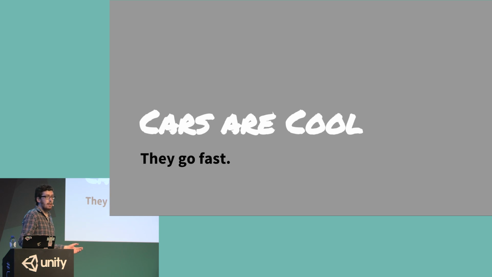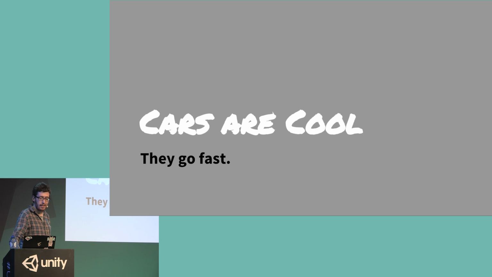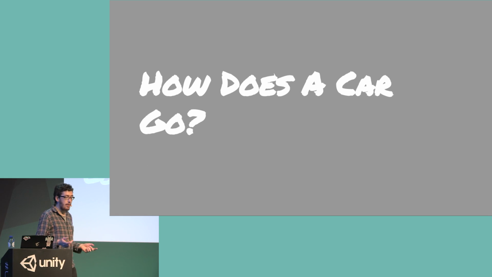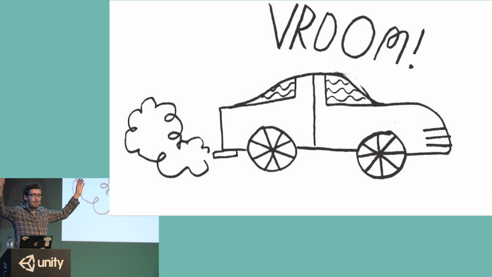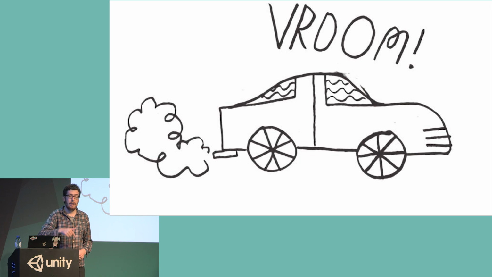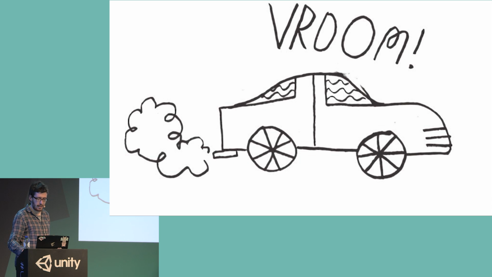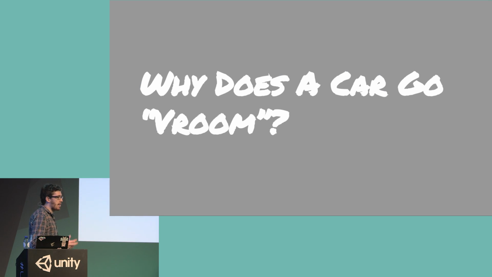So cars are cool. Hopefully you agree with me that cars are cool. You probably have some interest in cars or you wouldn't be here. I think cars are cool because they go fast, right? But apart from going fast, how does a car go? A car goes vroom. This is a really important part of cars, apart from the speed, especially in video games, because in real life a car can take you somewhere, like to the shops or the school or here. But in a video game, you're not really going anywhere. You're just making noises, I think. Anyway, so why does a car go vroom? That's an interesting question to start with, I think.